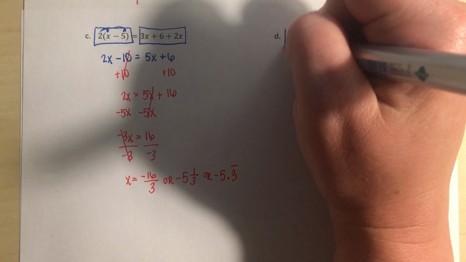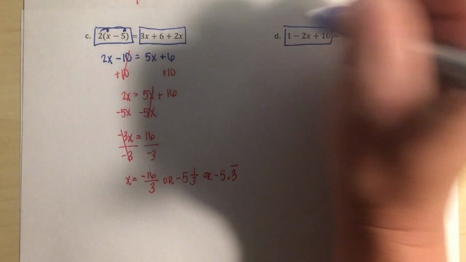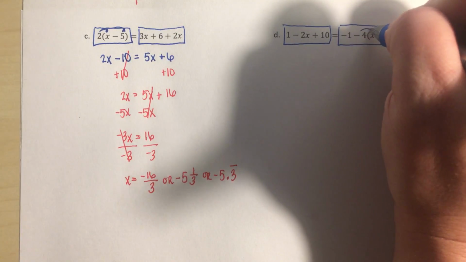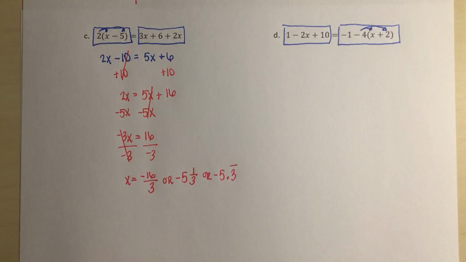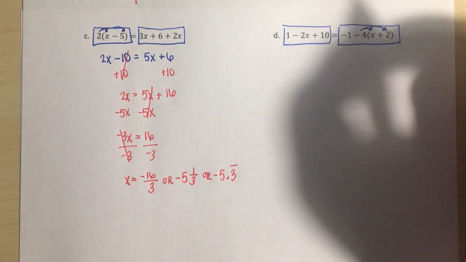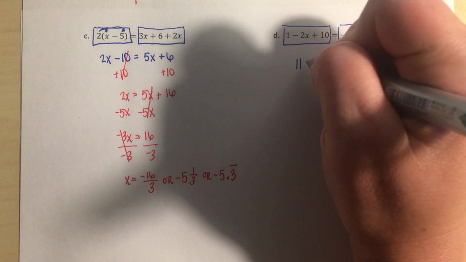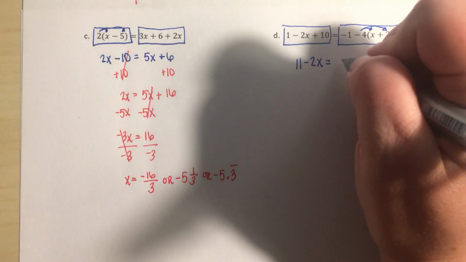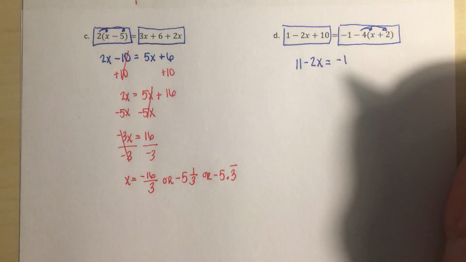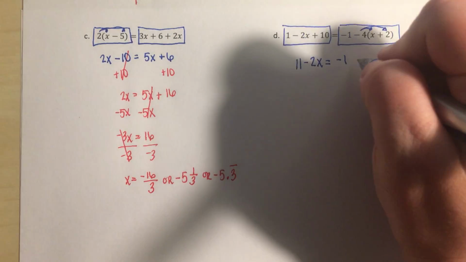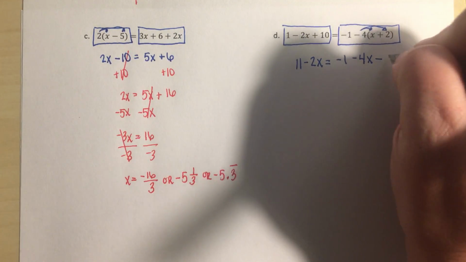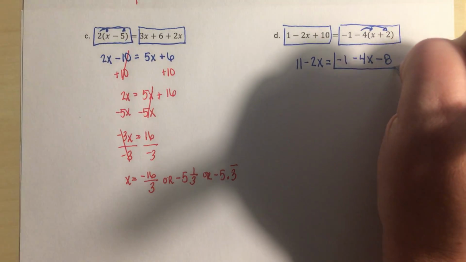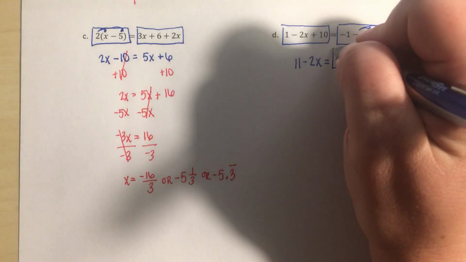Alright, one more for D. On the left, we do have some like terms we can combine. On the right, we're going to start with our distributive property, and then we're actually going to have one more additional step to work through. So on the left, our 1 and 10 is going to give us 11, so we have 11 minus 2x. On the right, we're going to keep that negative 1 out front. We're going to start by distributing that negative 4. Negative 4x minus 8. Then we're going to go ahead and combine our numbers on that right side.